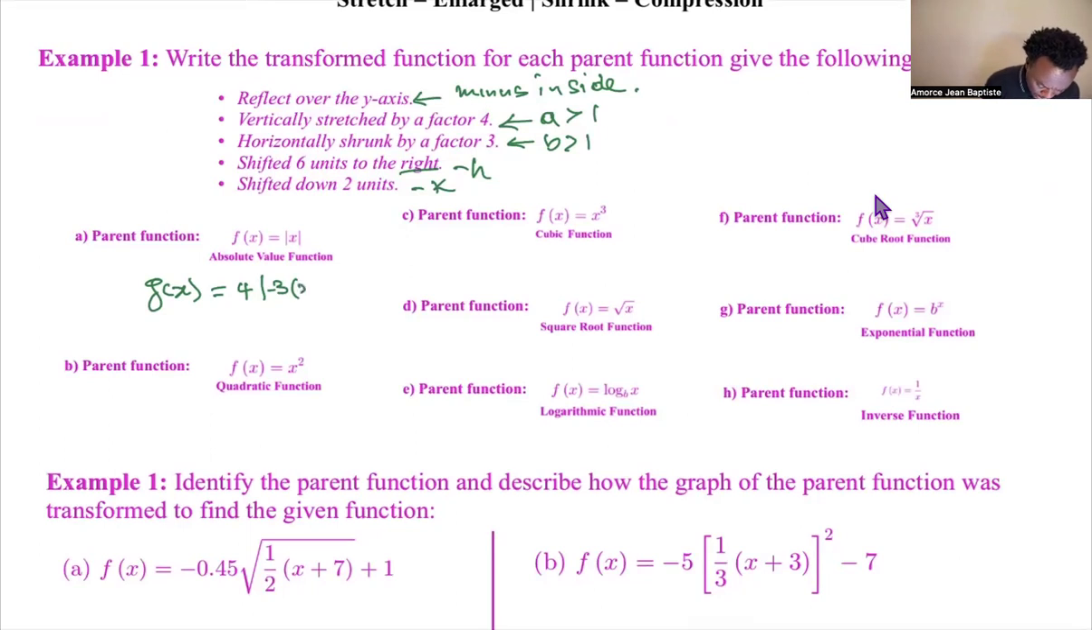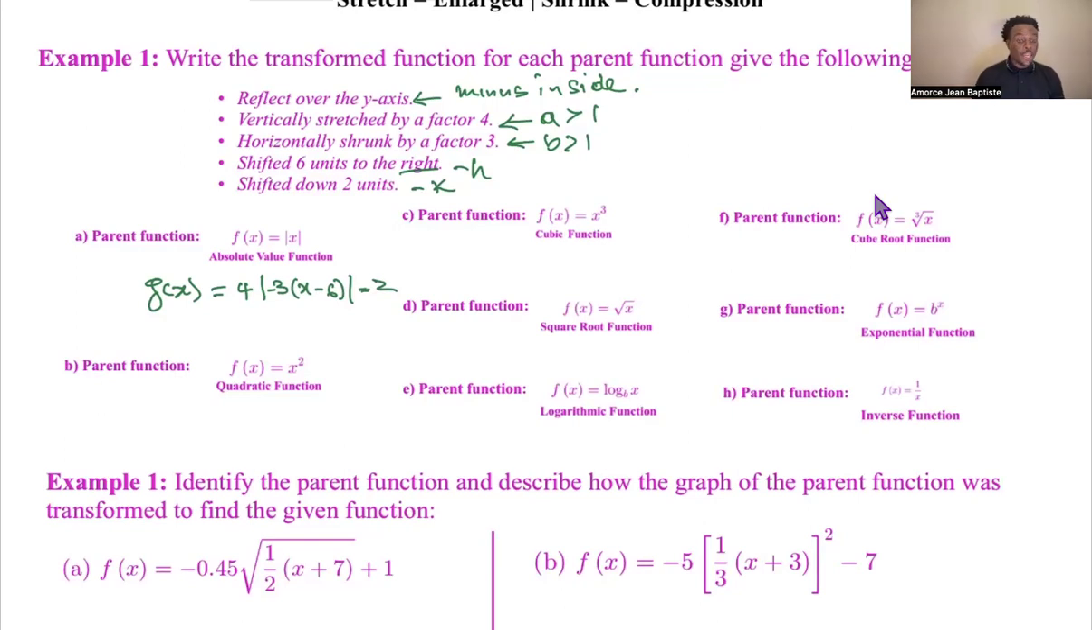And then x minus 6, is it minus 6? Because it's h minus, so minus 6, close, and then minus k. K is 2. So g of x would be 4 absolute value of negative 3, x minus 6, minus 2. Minus 2 on the outside.